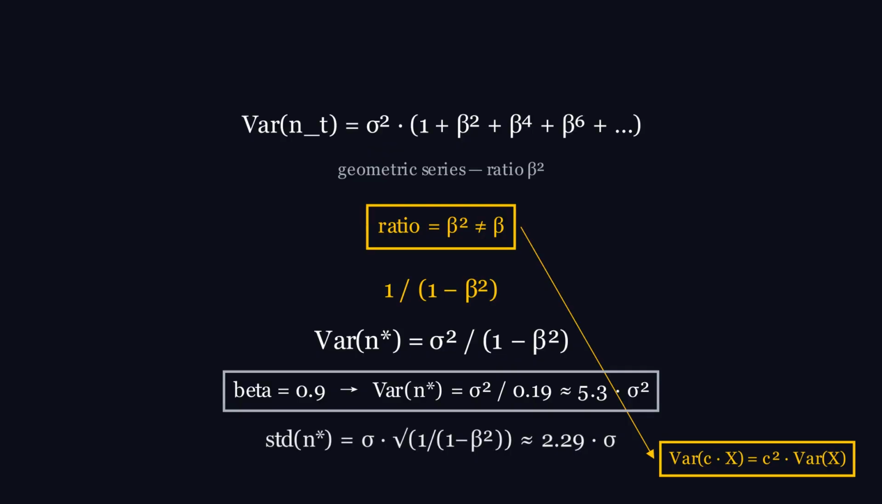At beta equals 0.9, 1 minus 0.9 squared equals 0.19, so the noise variance is roughly 5.3 times the original variance. The noise standard deviation, the square root of the variance, grew from sigma to the square root of 5.3 times sigma, which is approximately 2.3 times sigma.